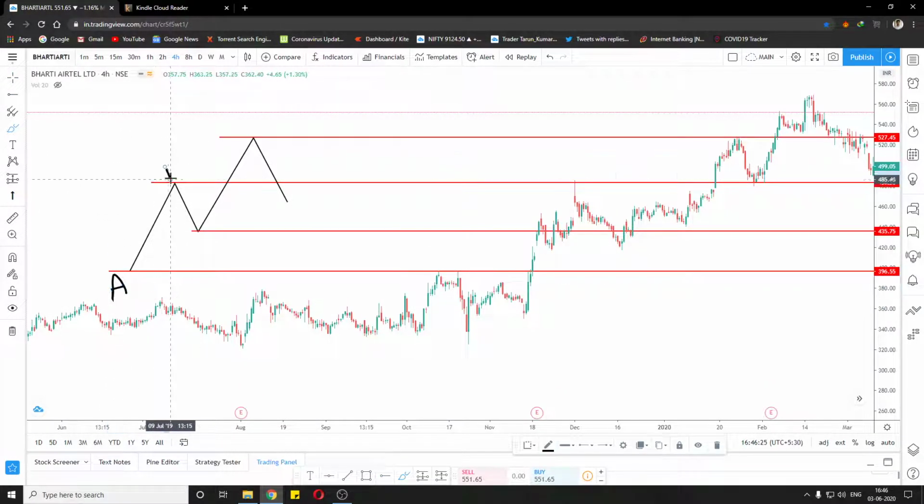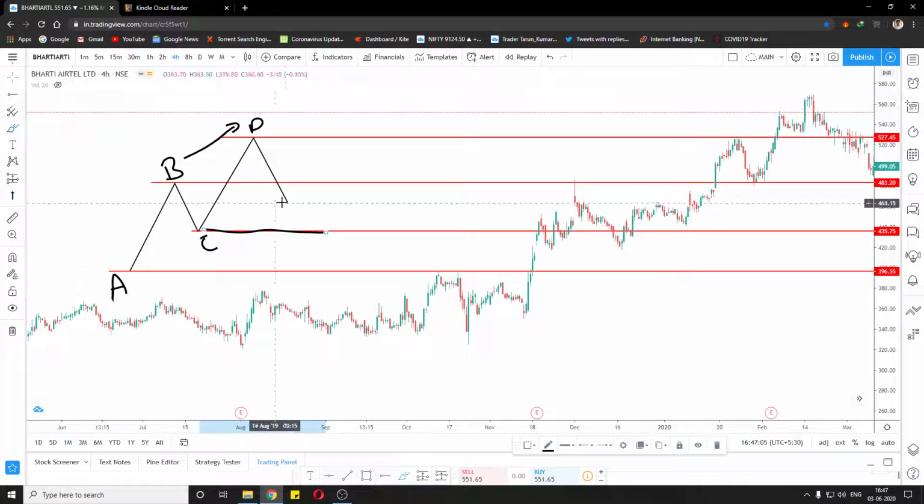In the second correction, we will come down, but the main principle here is that it will not cross below. Let's name these A, B, C, D. Now the basic principle is that the market will make a higher high and a higher low. So in the A to B move, our high is B and our low is C. So in an uptrend, we will always make a higher high, which is D, and a higher low. That means the market should not cross point C or this line. If it crosses this line, then the uptrend is broken.